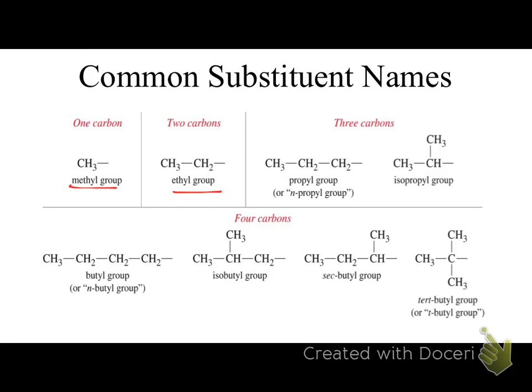When we move up to 3 carbons, if it's attached in a nice straight chain, that works great. We'll name that as we would expect everything else. We'll go with propyl. Okay? You might see an N-propyl in there. N is supposed to stand for normal or something along those lines. It's not required, but you might see it there.